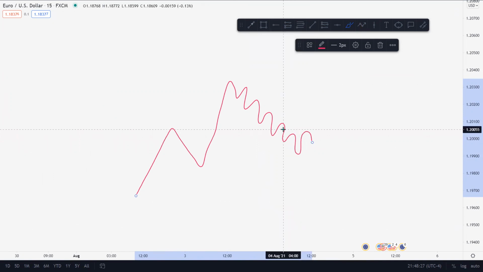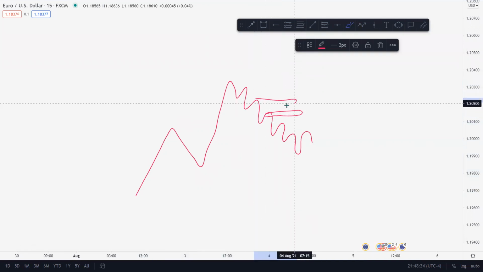Don't expect these to hold. Don't expect this to hold. Don't expect any of these supply levels to hold, because first of all, you're bullish, and part of it is not going against the structure of the market. Don't go against the structure.